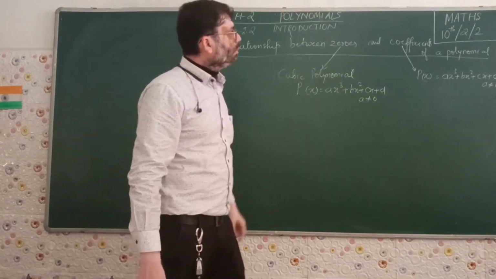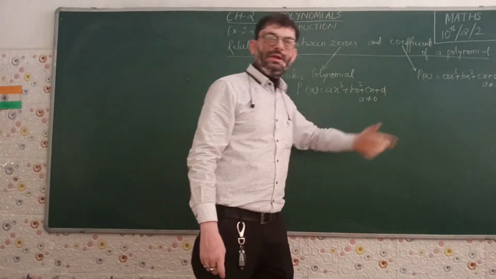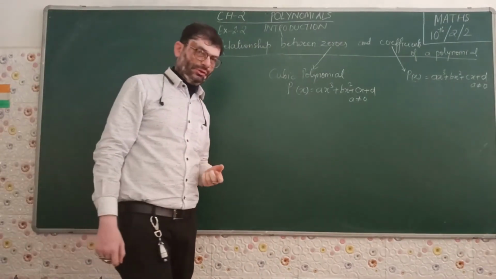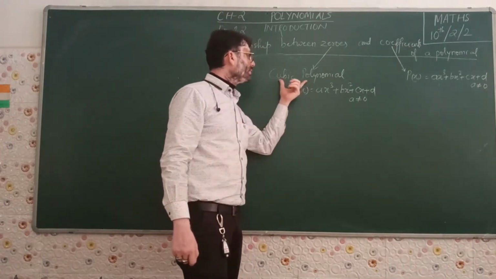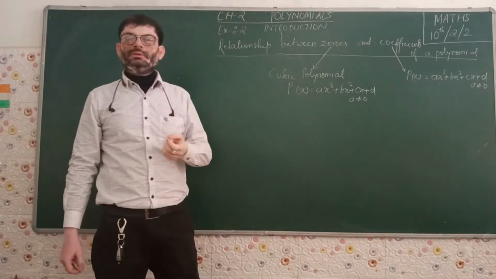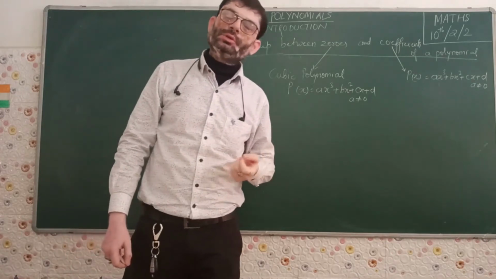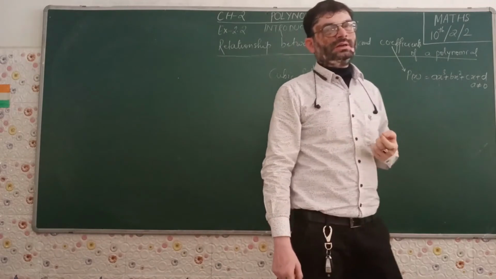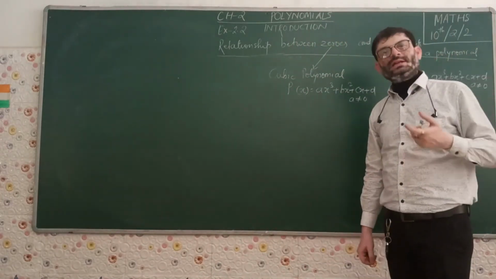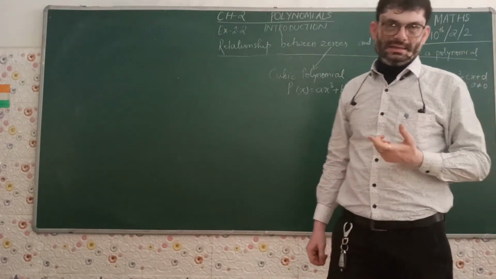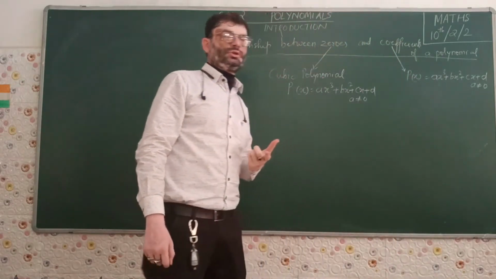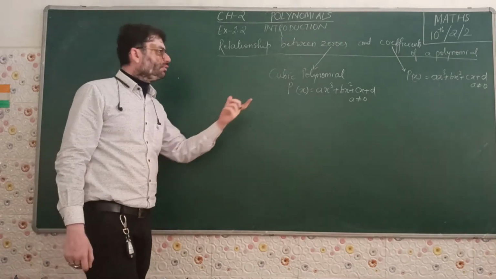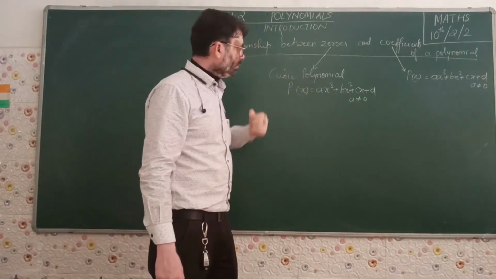Relationship between zeros and coefficients of a polynomial. We have gone through linear polynomial, we have gone through quadratic polynomial. Now we will be moving to cubic polynomial. We will be restricting ourselves to cubic polynomial only, because polynomials above degree 3 are not in your class 10 syllabus. You will be going through those in your higher classes. We will be restricted to a polynomial with degree 3. That is what we call a cubic polynomial.